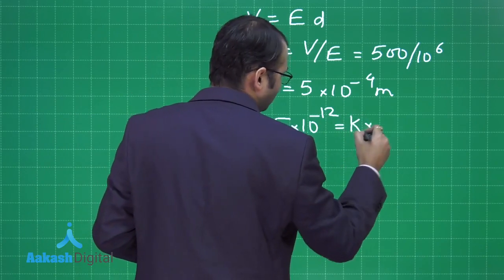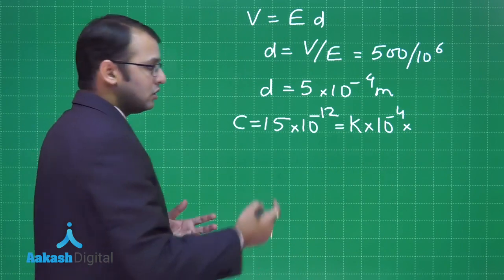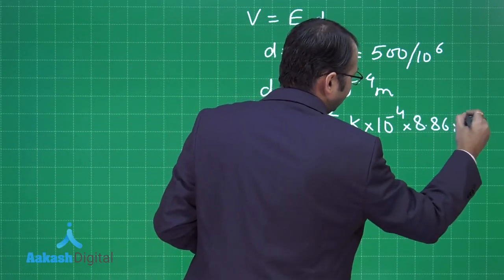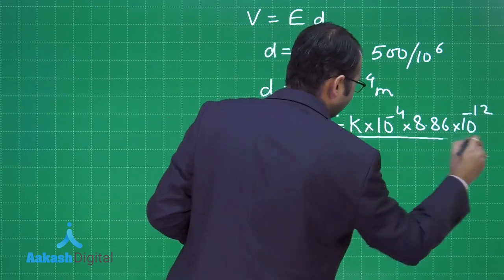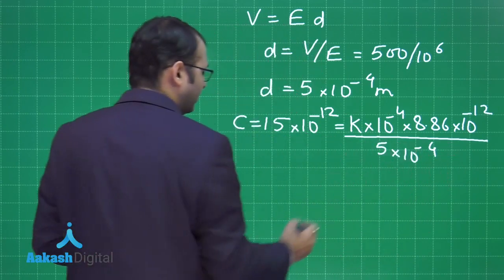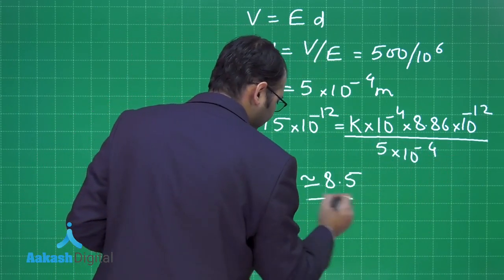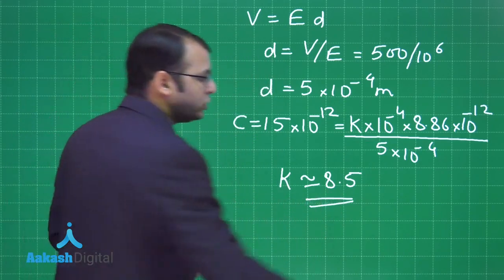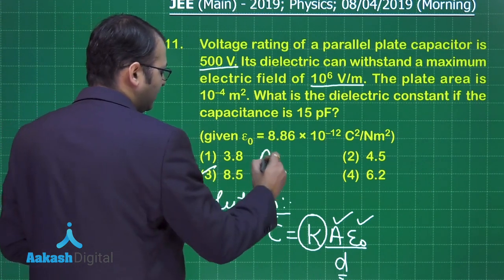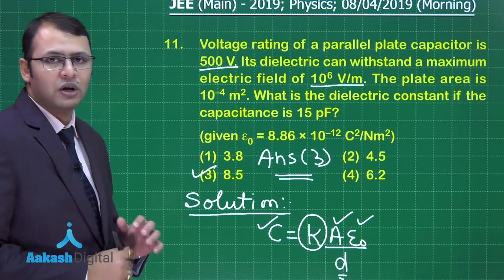K, unknown to us. A is 10 to the power minus 4, that is K A epsilon naught. The value of epsilon naught is 8.86 into 10 to the power minus 12, and that should be divided by D, that is 5 into 10 to the power minus 4. Solving this, you will get K nearly equal to 8.5. Let's see which is the best suited option here. Among the 4 options given, option number 3 would be the right answer to this question. I hope you have understood this.